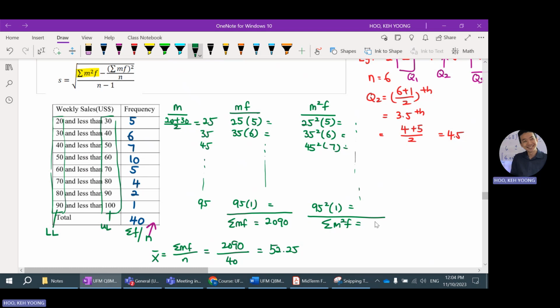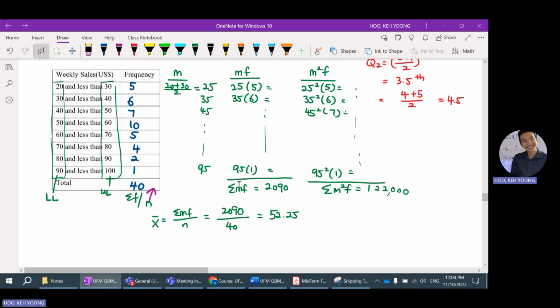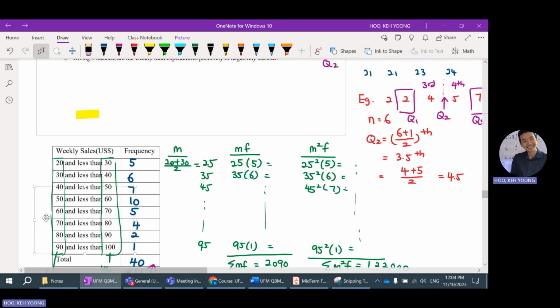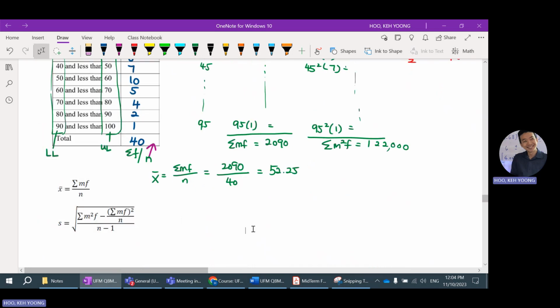We have very large values, right? This one, 122,000. Okay, so after you find this, substitute the values into the formulas. Just move it down, as you can see.